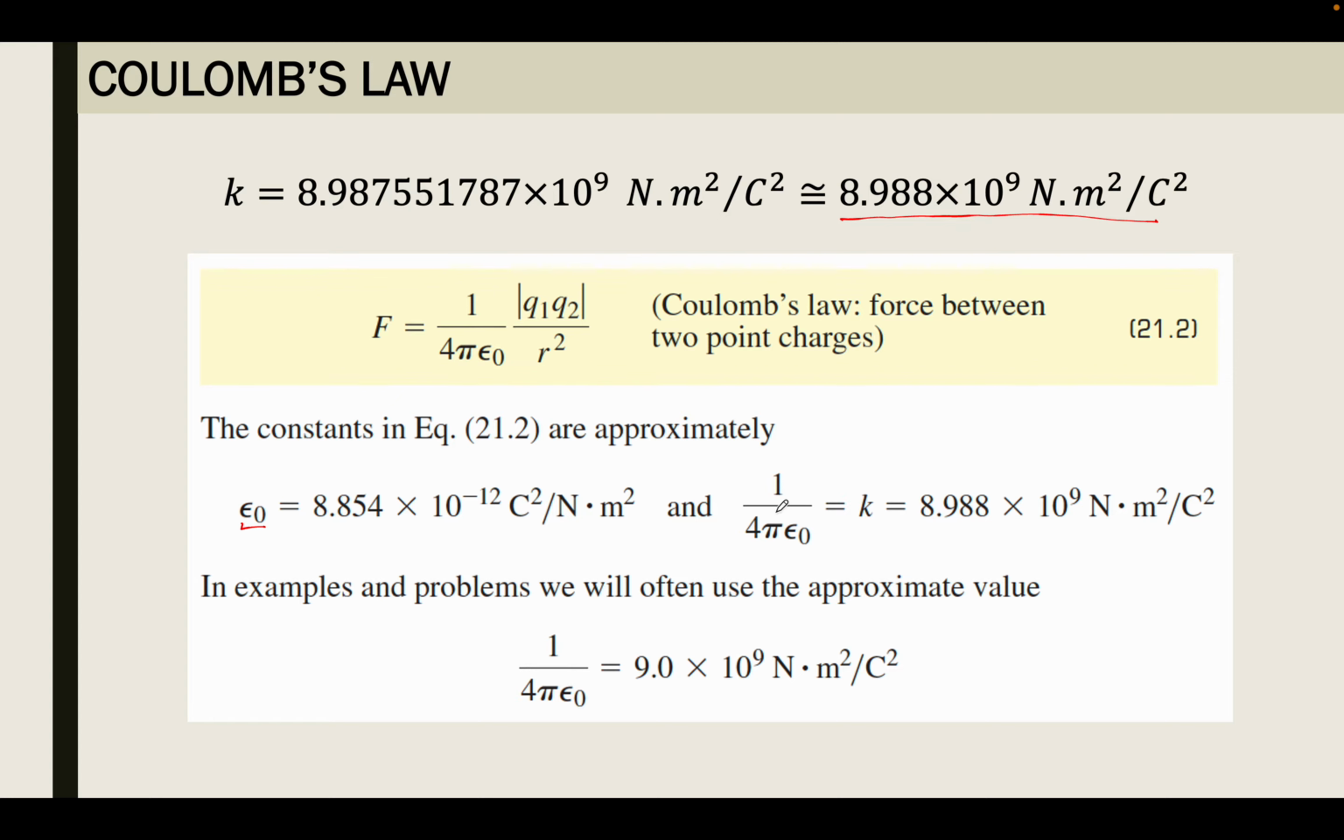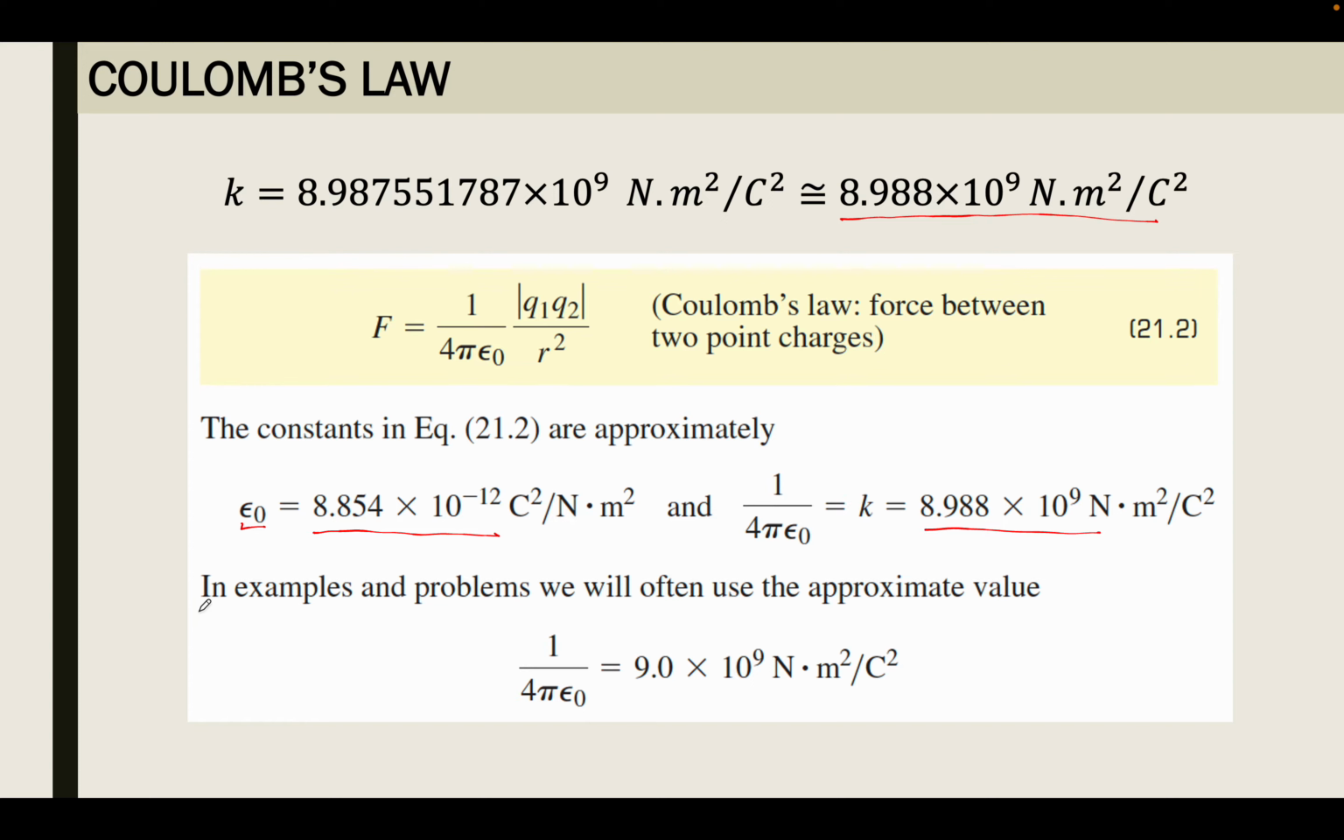Okay, so can you see 1 over 4 pi epsilon naught is still equal to 8.988 times 10 to the power of positive 9 Newton times meter squared over Coulomb squared. So this is the numerical value for 1 over 4 pi epsilon naught. So we have the value of epsilon naught, which is equal to 8.854 times 10 to the power of negative 12 Coulomb squared per Newton times meter squared.